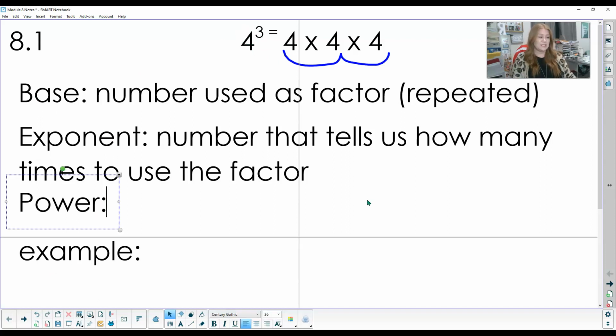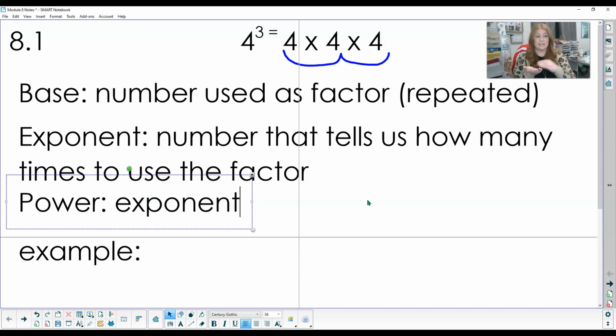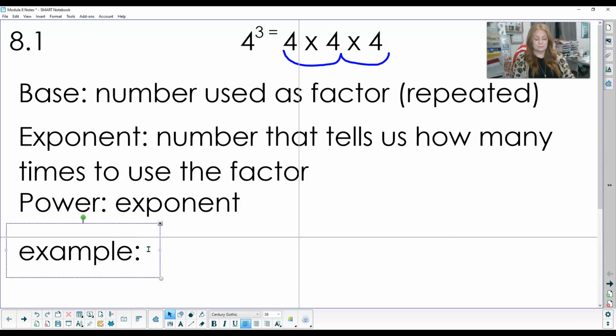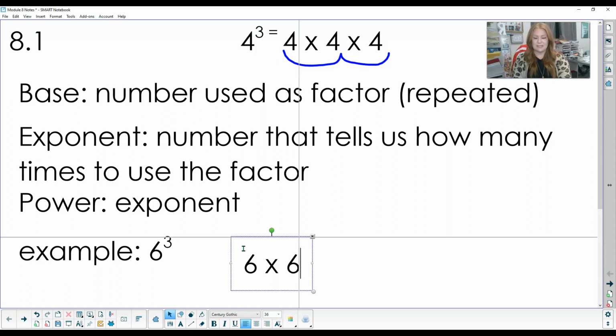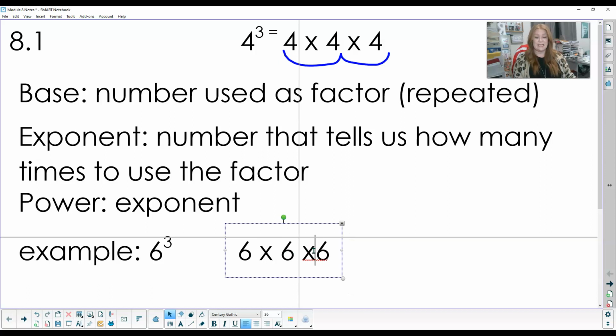And then power is just another word we can use for exponent. So it's 4 raised to the 3rd power. That's just another word you might hear there. An example might be that I have 6 and I have that 3 times. So I would write that 6 times 6 times 6. Not 6 times 3, that's 18. This is 6 times 6, which is 36, times 6, which is, I don't know, 100 something. I'm not going to take the time to do it.